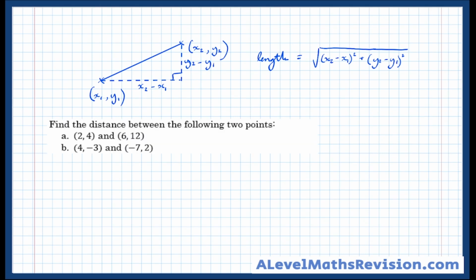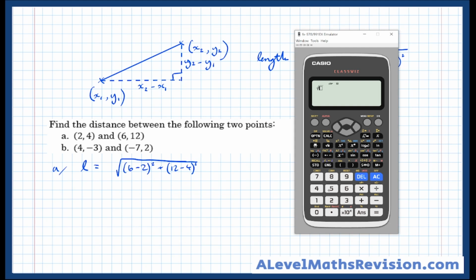So this particular question here says find the distance between the following 2 points. We've got 2, 4 and 6, 12 as part A. So let's just shove that in the formula. So the length, the distance between the 2 points, equals the square root of the difference between the x coordinates, 6 minus 2 squared, plus the difference between the y coordinates, 12 minus 4 squared. And no need to do this in your head.